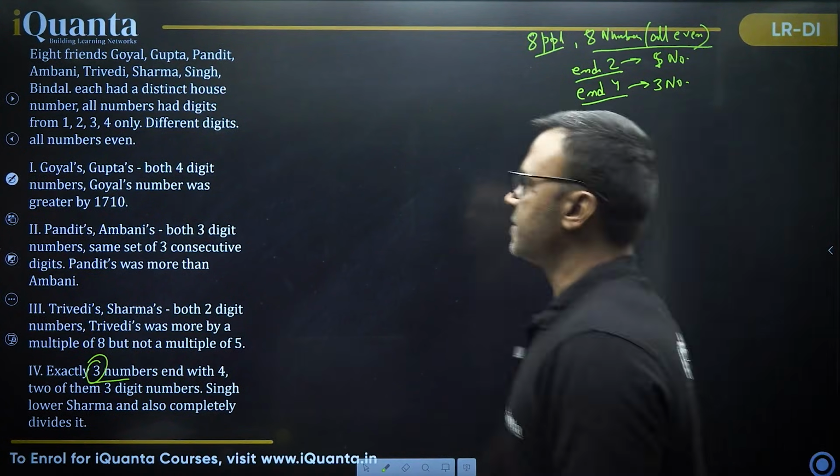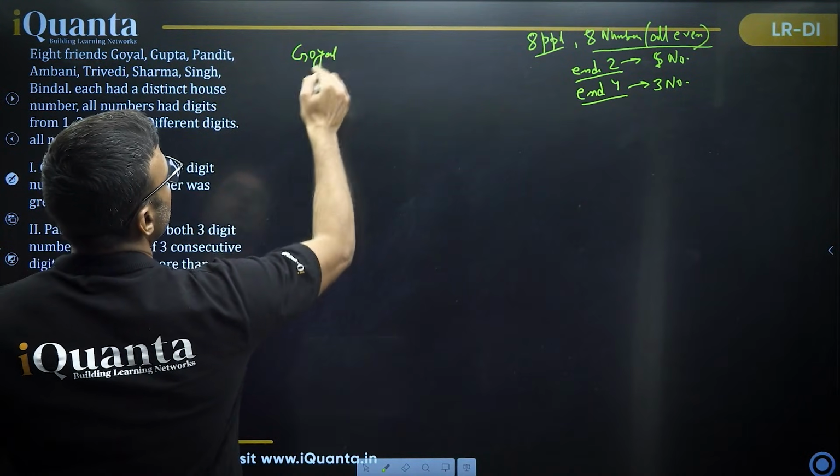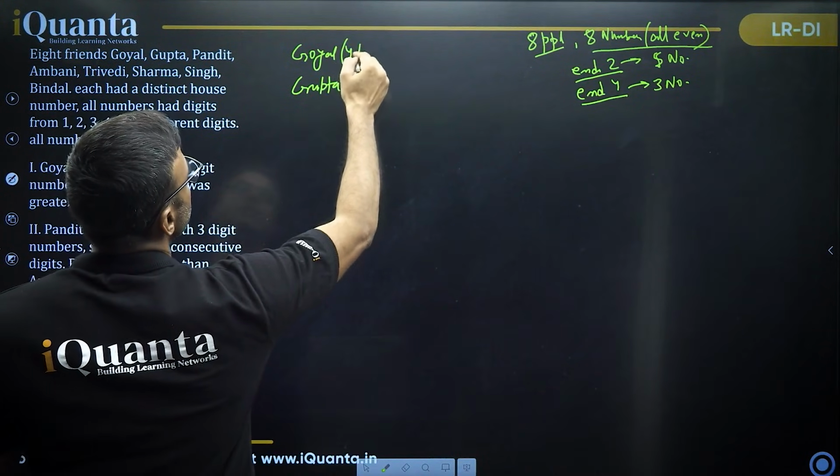Okay, so now start with the first one. Goyal, Gupta, both are 4-digit numbers.